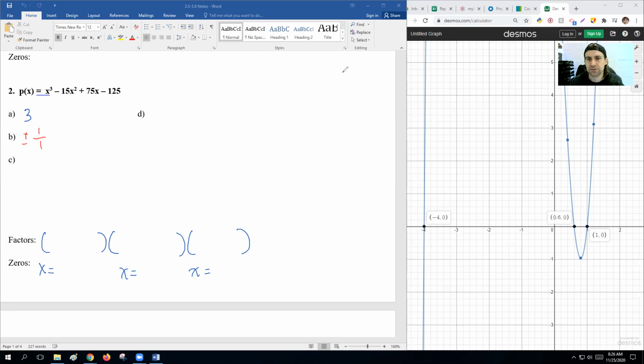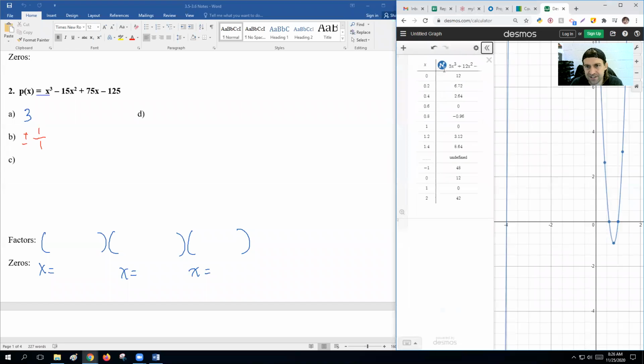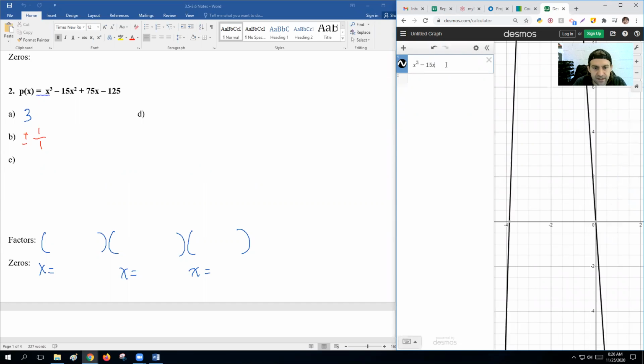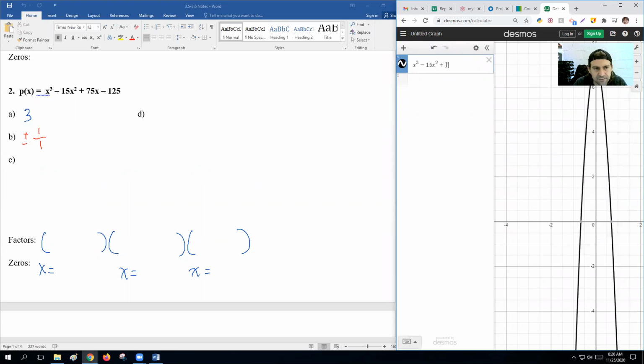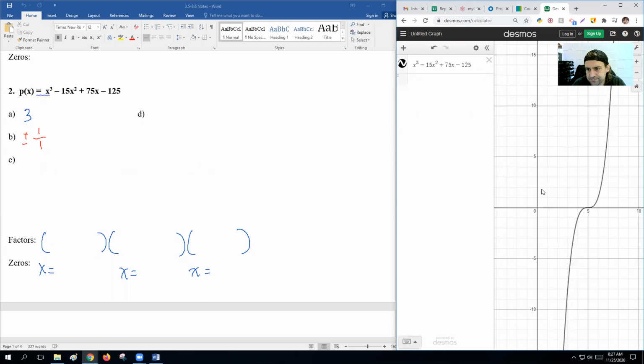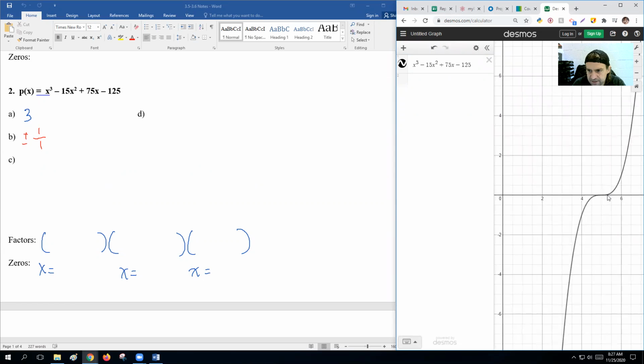But what we're going to do is just go to Desmos here for this next part and see where it crosses the x-axis to get our rational zeros. So type in the equation x to the 3rd power minus 5x squared plus 75x minus 125. All right, well, zoom out a little bit. Yeah, it looks like it only crosses the x-axis right there, which is at 5. So we only have 1.